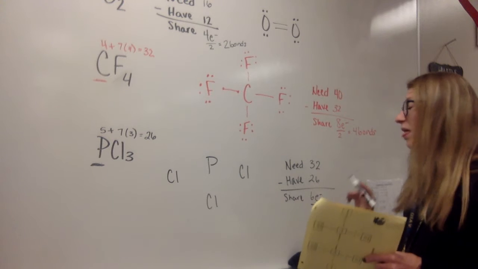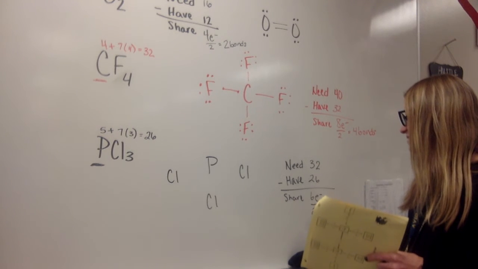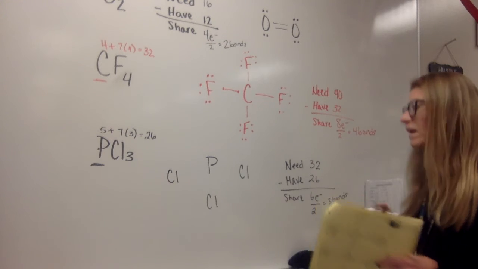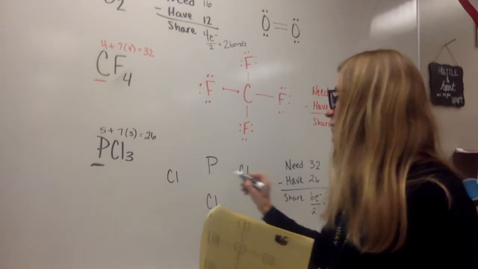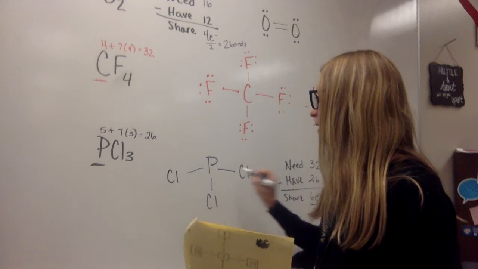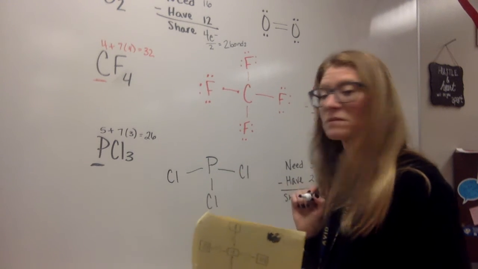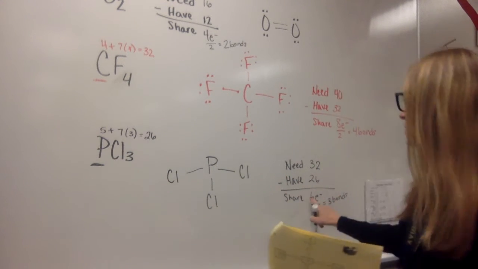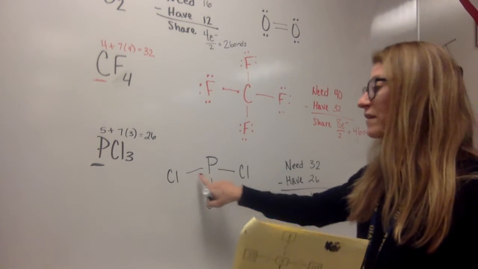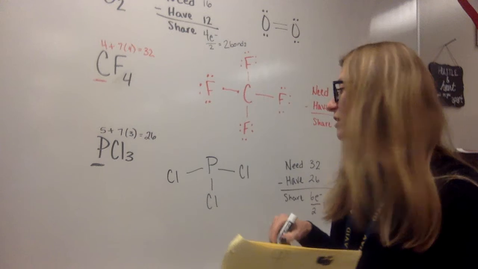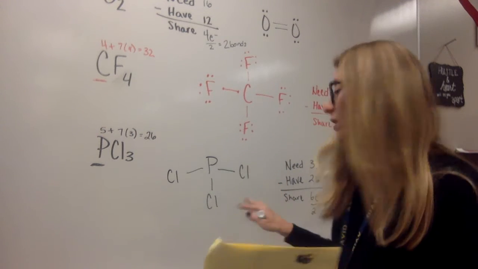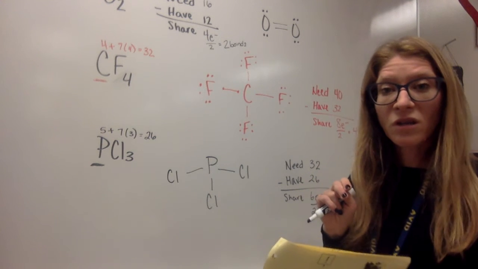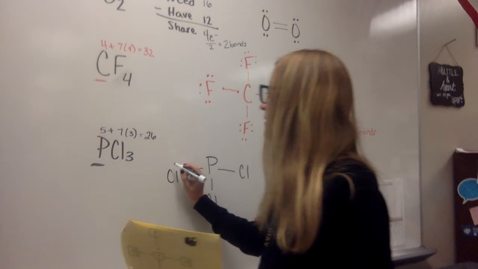6 electrons would represent 3 bonds. We have 3 chlorines that need to be bonded to the central atom. So there would be our 3 bonds. None of them will be a double bond because we can only share 6 electrons, and these 3 bonds would represent 6 electrons. Now once we're done with our shared bonds, we are going to add in our extra valence electrons so that all atoms have or share 8.